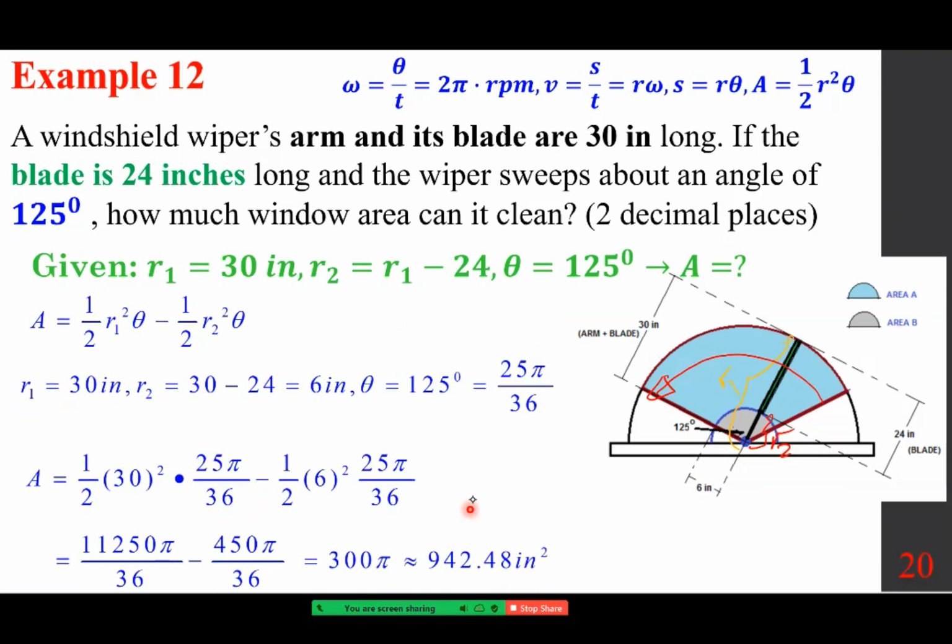And the area has the units of the radius squared, whatever the units are. So 942.48 inch squared. So I hope everybody is clear. Again, whenever you do word problems, you want to dissect the problem, so understand what you're dealing with. We're going to do as many questions as we can.